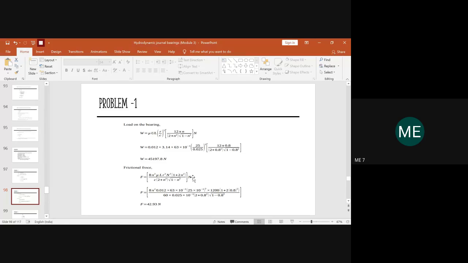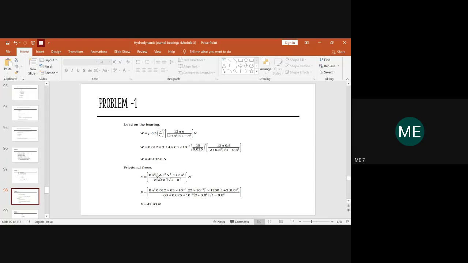So with respect to that, in the full journal bearing equation, we usually use frictional force as this one. As we have dealt already in load bearing capacity, we equated the frictional force with respect to the load subjected on the journal bearing. So this is the frictional force equation we use. It is given by 8 pi square mu L r square n into 1 plus 2 n whole square divided by c into 2 plus n square into root of 1 minus n square.